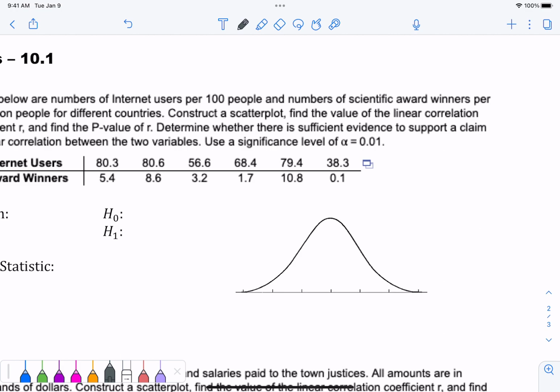80.6, because you're going to have to do it for your homework. 68.4, 79.4, and 38.3, I think. Now, look at the magic that happens. As soon as I type in the first one, it's like, whoop, you have something. There it goes. 8.6, 3.2, 1.7, 10.8, and 0.1. Okay, is all my stuff in there?